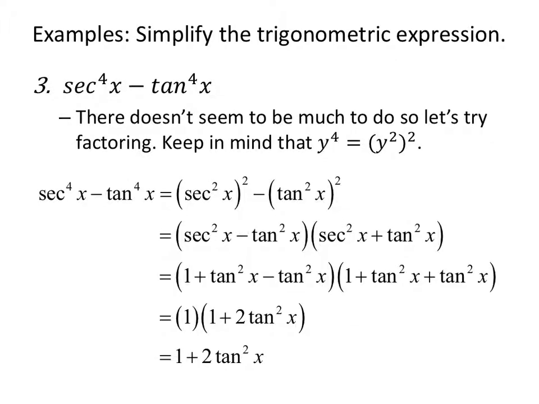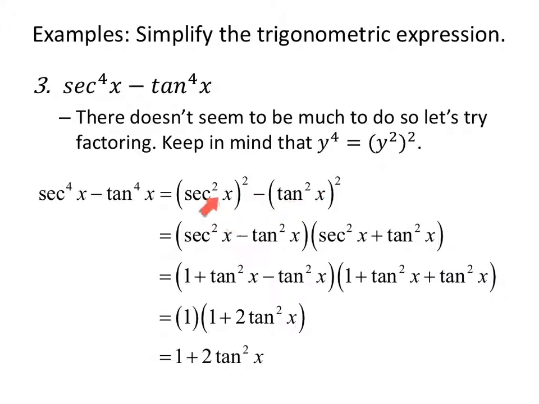Secant to the 4th x minus tangent to the 4th x. I have no idea what to do other than, with big powers, I should factor. I'm thinking of y to the 4th as y squared squared, right? That type of idea. So secant to the 4th is secant squared of x all squared, and tangent to the 4th is tangent squared of x all squared.